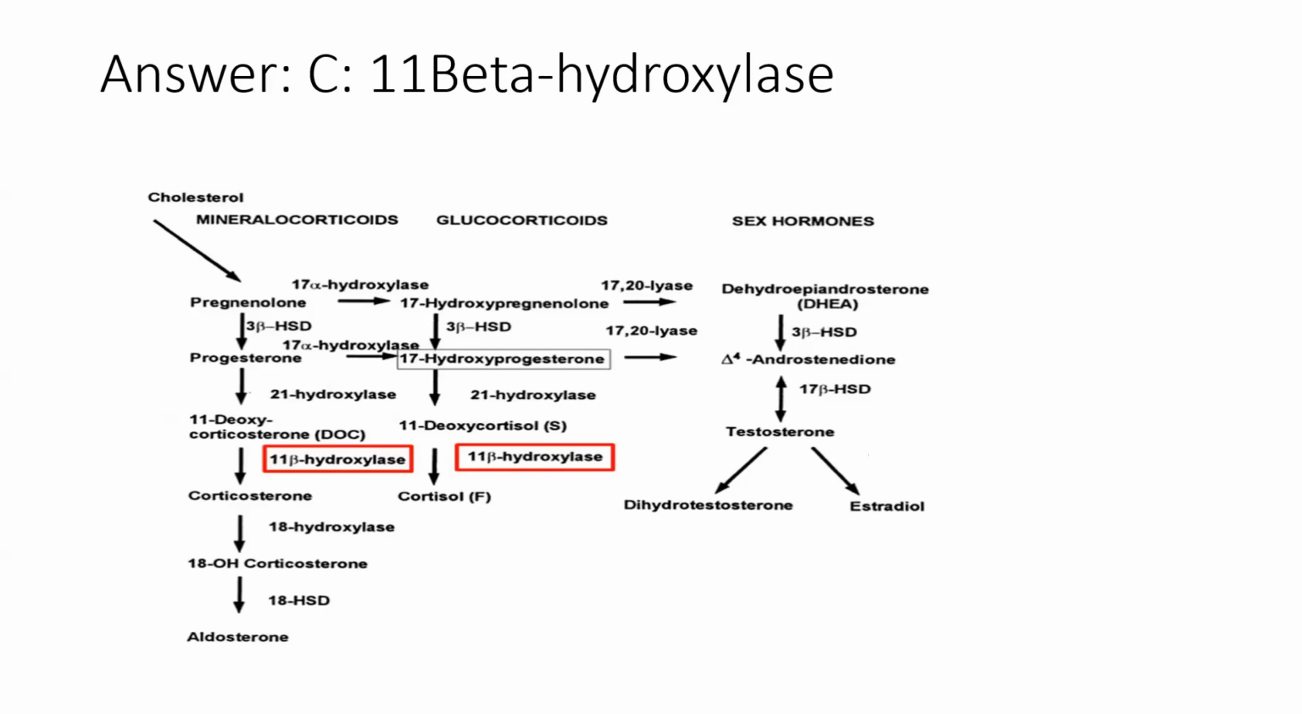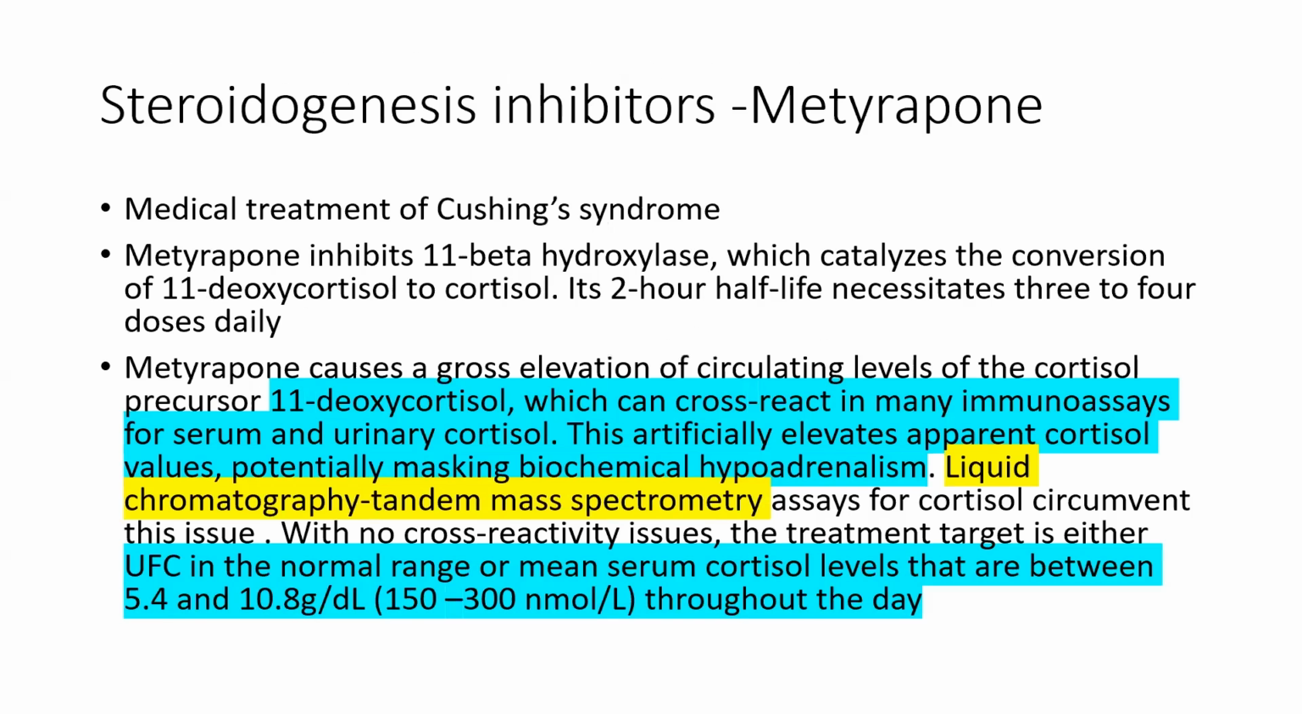So basically, metyrapone inhibits the 11-beta hydroxylase, and of course, then it will inhibit the conversion of 11-deoxycortisol to cortisol. It will also inhibit the conversion of 11-deoxycorticosterone to corticosterone and subsequently to aldosterone. So there will be definitely an adrenolytic effect, and hence it is used in the medical treatment of Cushing's syndrome. It has a 2-hour half-life, so it has a short half-life, and that's why we need it more times a day, like 3 times a day, as in this patient.